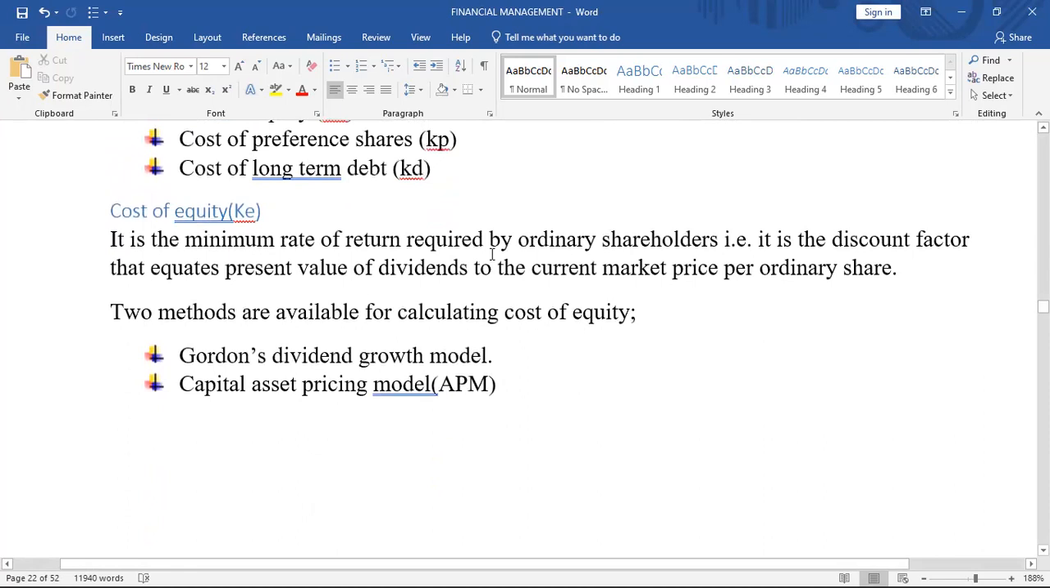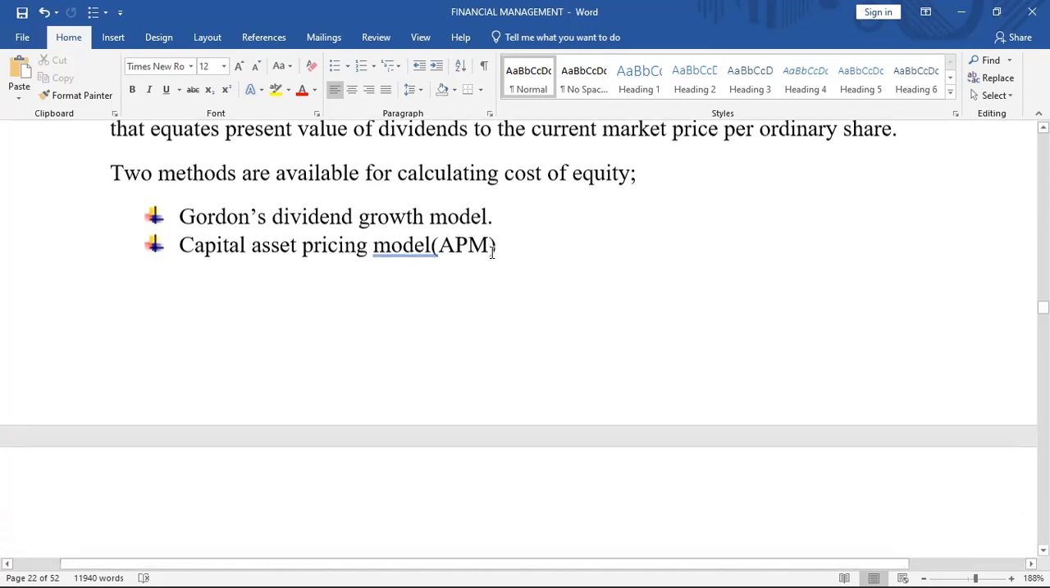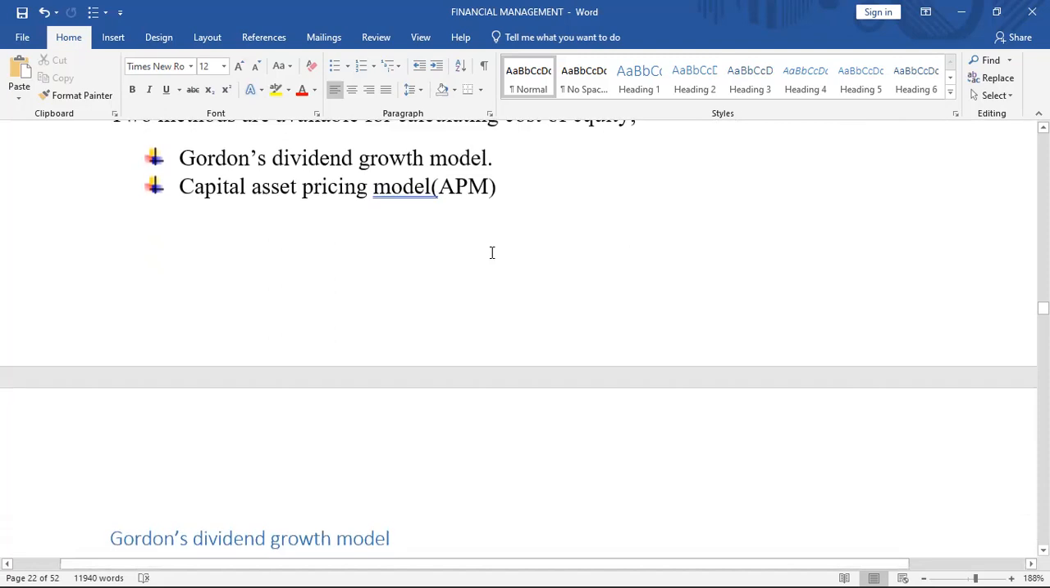We are saying it is the minimum rate of return required by the ordinary shareholders, that is, it is the discount factor that equates the present value of dividends to the current market price per share. So we are looking at what our discount factor is. Two methods are available for calculating the cost of equity. We normally use Gordon's dividend growth model, which was a method for the valuation of ordinary shares.